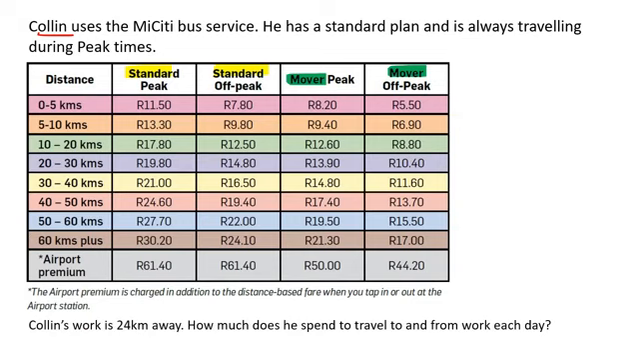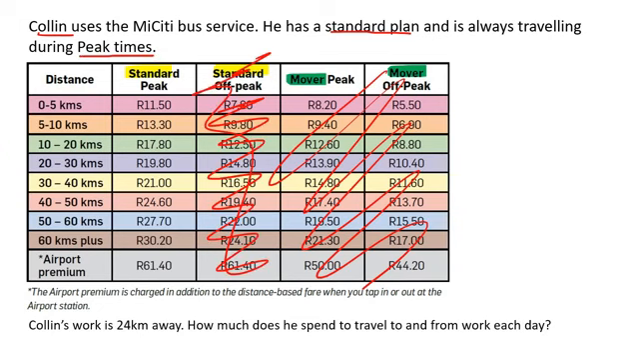Now, you could travel at peak. Peak is when it's very busy, or you can travel off peak. And you can do the same as a mover, peak and off peak. Okay, so Colin uses the MyCity bus service. He has a standard plan, so we're not going to use any of the mover numbers. And he always travels during peak times. So we're not going to use this one. He only travels peak plan, and he's a standard member.